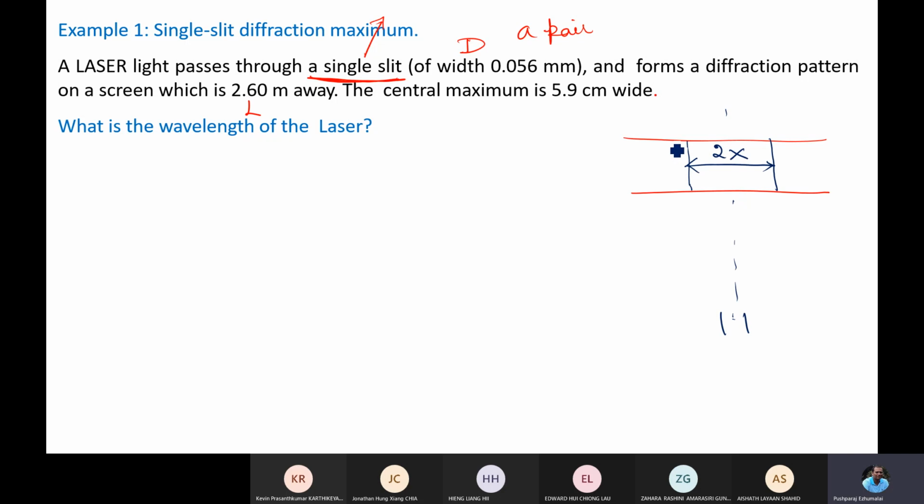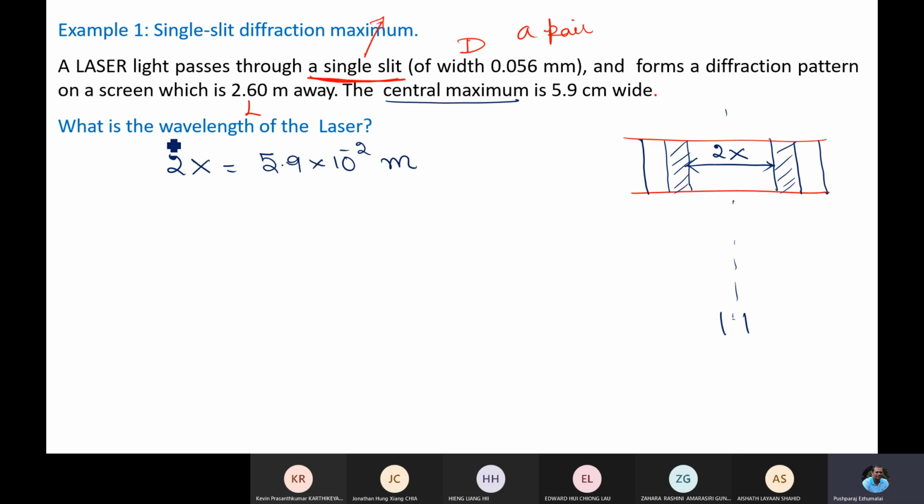Then we get the dark image, and then we get the bright image, and the size will be reduced. Like that, the pattern goes on. So what the problem says is that the central maxima, that means 2 times x, is equal to 5.9 centimeter converted into meter, that is 5.9 into 10 power minus 2 meter.